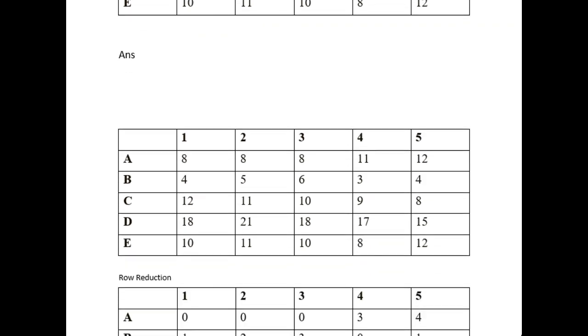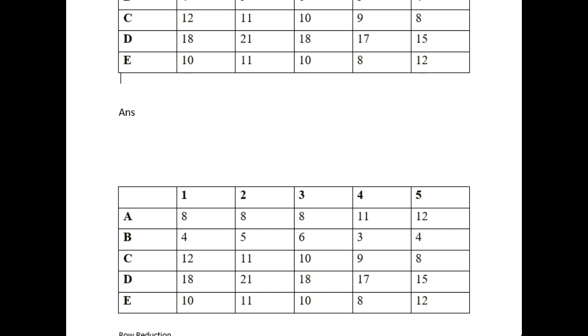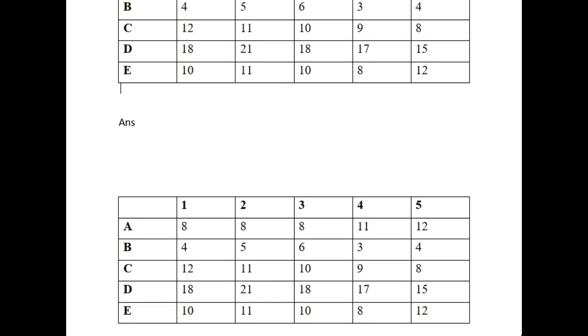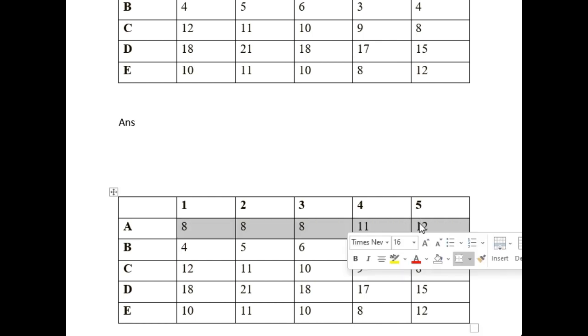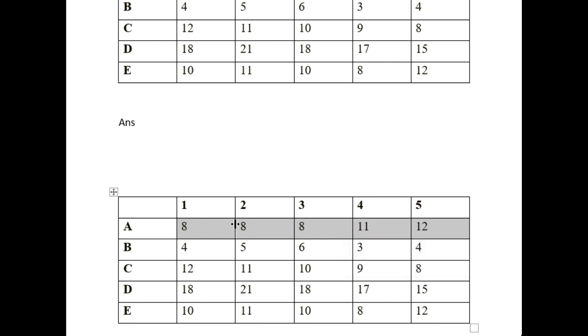In this case we first have to do the row reduction, right? So the first step is your row reduction. What do we have to do in a row reduction? We look at the first row, and we have to find the least number in it. Then we subtract that smallest number from every number of that row, that is, we reduce it.